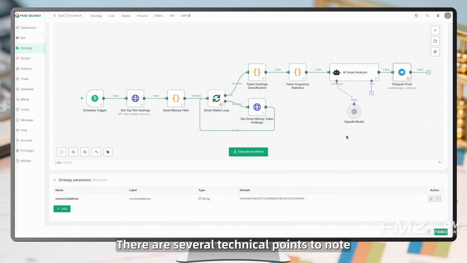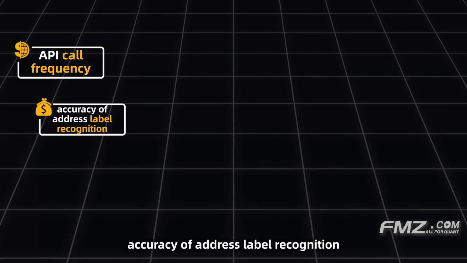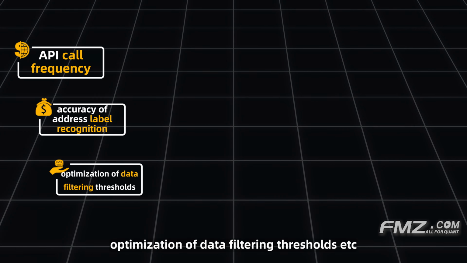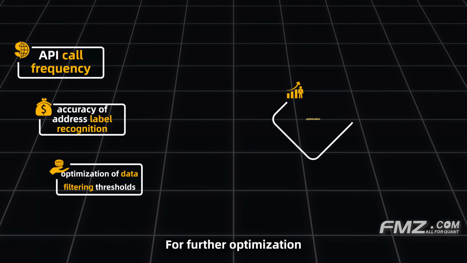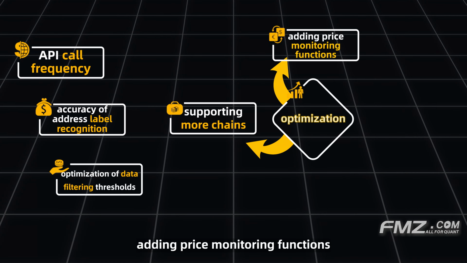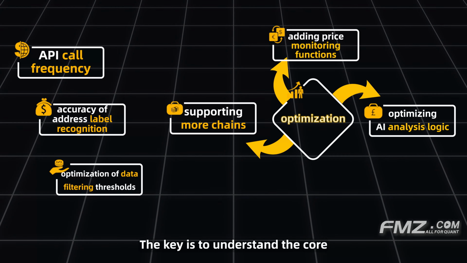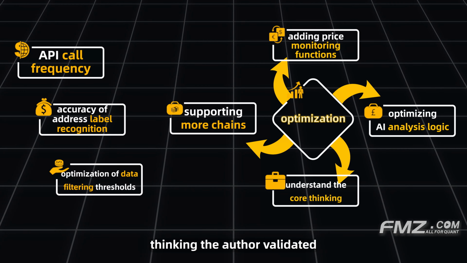There are several technical points to note during the construction process: API call frequency control, accuracy of address label recognition, optimization of data filtering thresholds, etc. For further optimization, we could consider supporting more chains, adding price monitoring functions, or optimizing AI analysis logic. The key is to understand the core thinking the author validated, then use technical means to amplify this advantage.